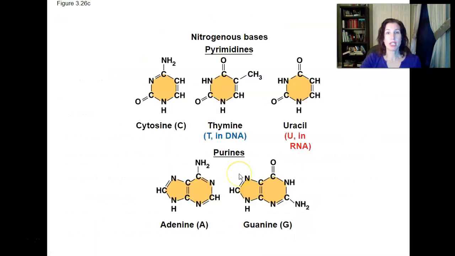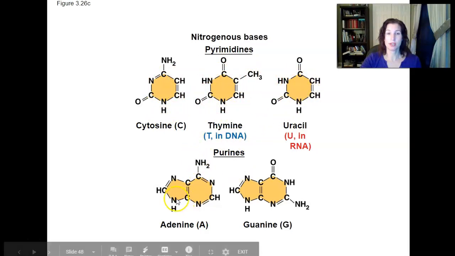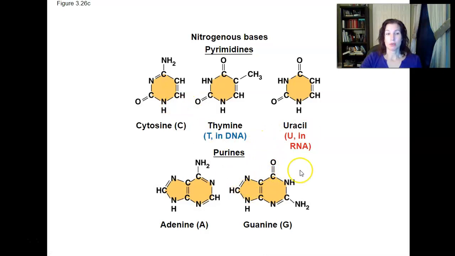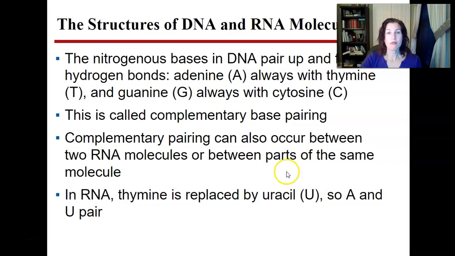The other difference between DNA and RNA are the bases, right? We have thymine in DNA, and then in RNA we have uracil. The pyrimidines are the bases that are just a single ring, cytosine, thymine, uracil, and then the purines are these double rings, adenine and guanine, and then remember the base pairing rules. A pairs with T in DNA, or A pairs with U when we're making mRNA, and then C pairs with G.